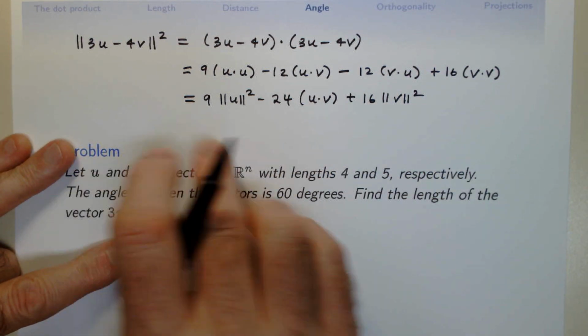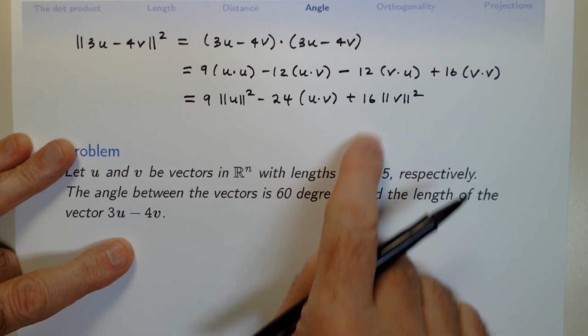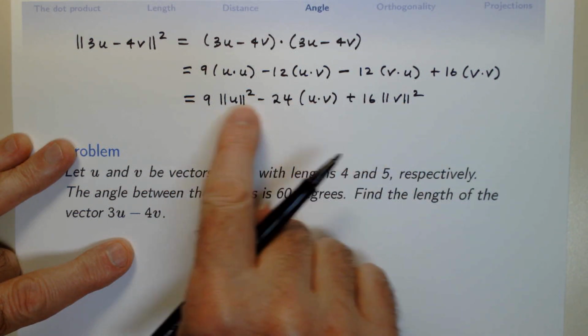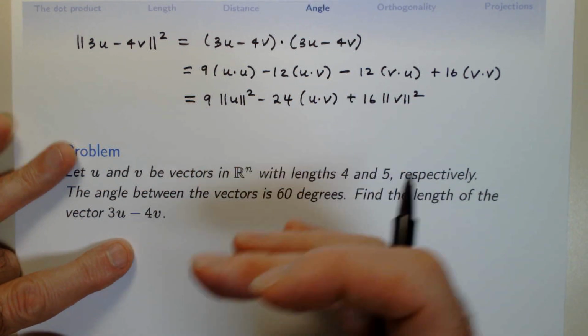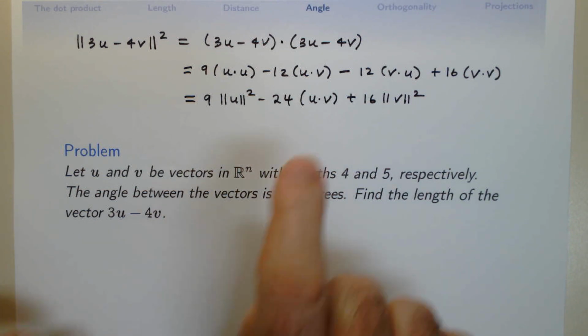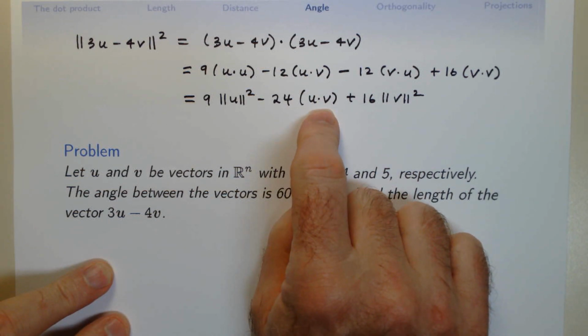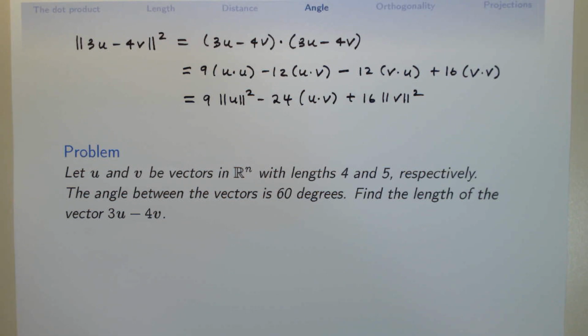Okay, now we know what the length of u is. That's going to be the 4. We know what the length of v is, 5. So in some sense, these parts are known to us. This is the part we have to work on still. Now, we don't have explicit components for our vectors u and v, but we do know that the angle between them is 60 degrees. So we can work out u dot v just knowing the lengths of the vectors and the angle between them. So let's do a little side calculation here.